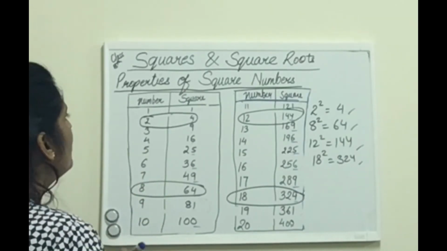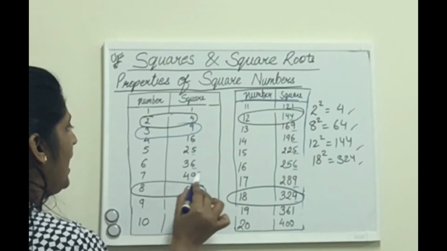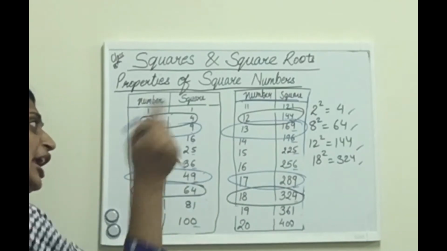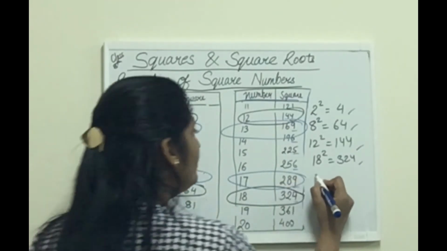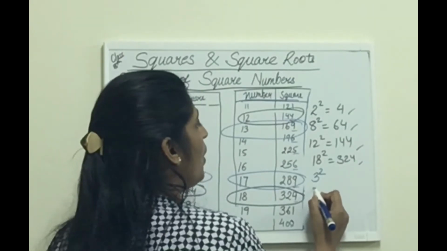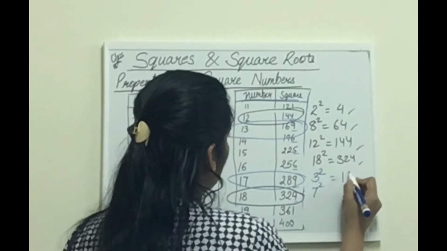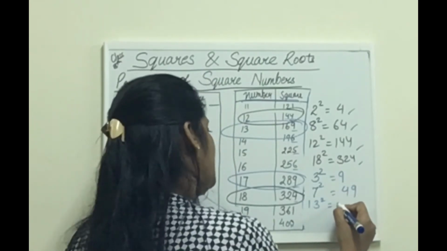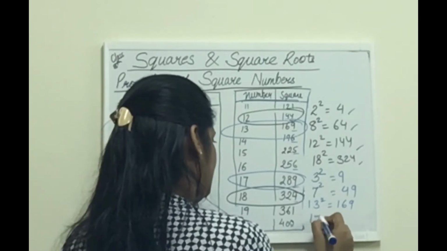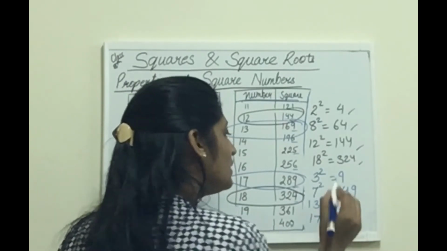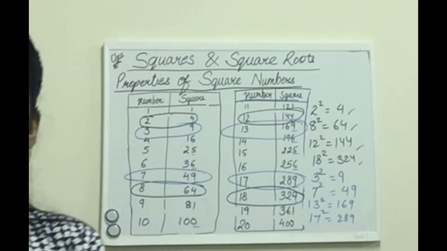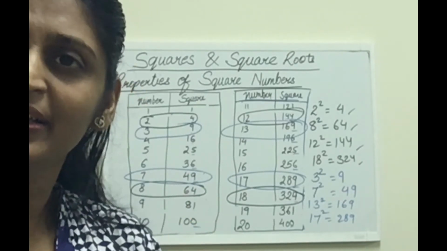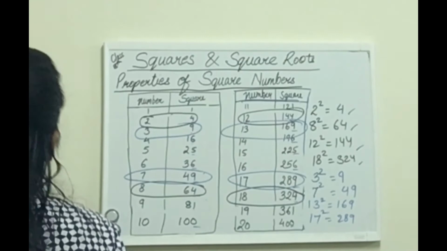I am highlighting with my blue marker 3 and 7, 13 and 17. Again exhibiting the same property. If a number ends with 3 or 7, their squares will end with 9. Yes, that's the property. So 3 and 7, they are pairing up. 1 and 9, they paired up. 2 and 8, they paired up. Right? What is next left?